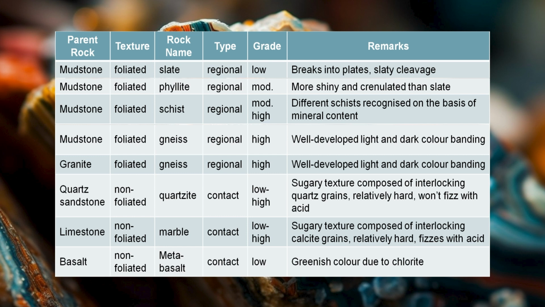Then we can also have basalt, which gives a non-foliated metamorphic rock. The rock name can be a metabasalt, or metamorphite is also used sometimes. It can be formed by contact metamorphism and usually at low grade, and it is usually greenish in color due to chlorite. So, metabasalts are known to have a green color by which we can identify them.